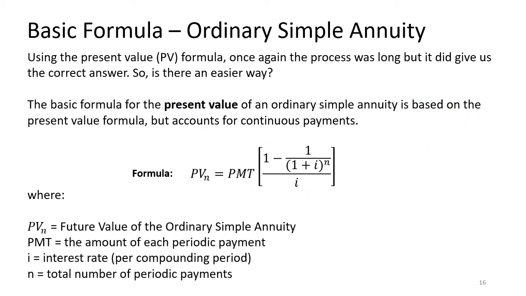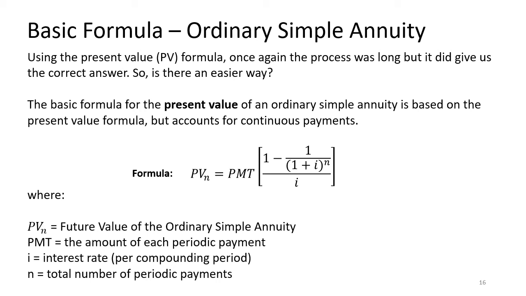Just like with future value, there is an easier way to do a present value calculation. It looks similar to the future value formula, but it's a little bit different. Again, it's derived using a lot of what we used for compound interest. So I'm not going to go into how this formula was derived, but I do expect you to know how to apply it. So the present value is equal to the payment, multiplied by this item in brackets, 1 minus.